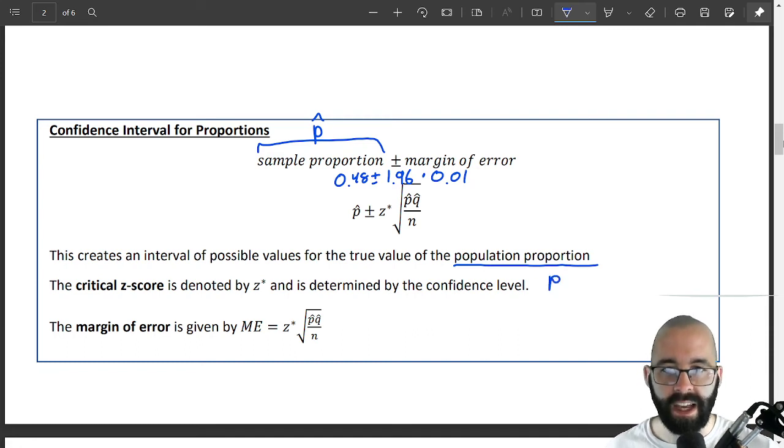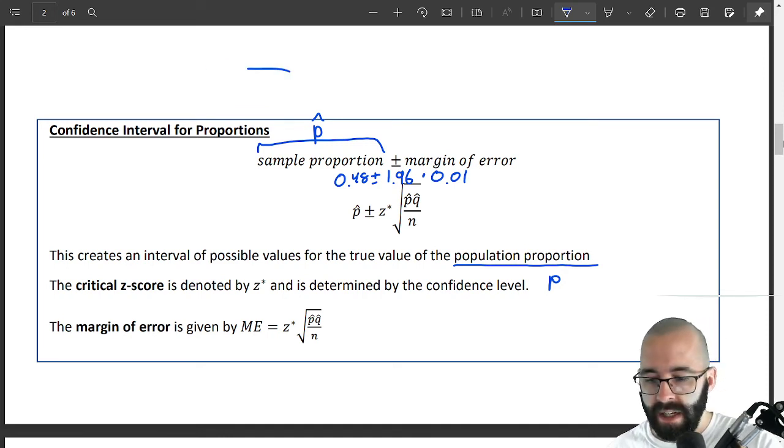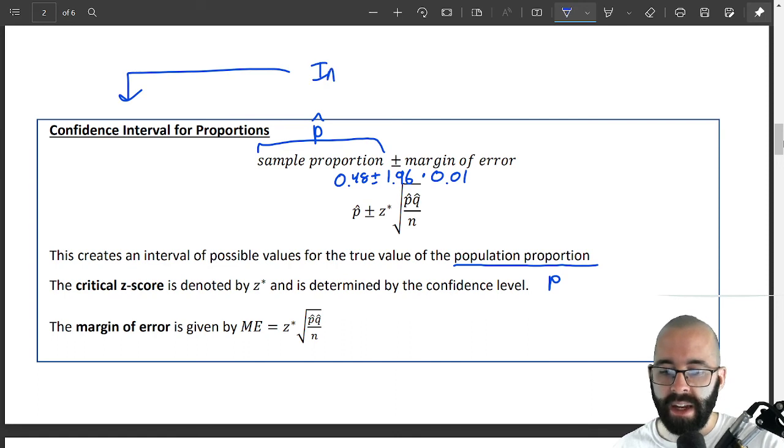This is the thing that we really care about. So p hat gives us a point estimate. It gives us an estimate of the actual population proportion at a single point. This gives us an interval. It's an interval estimate. Okay. Confidence intervals are just another way of estimating the true value. They're called interval estimates.